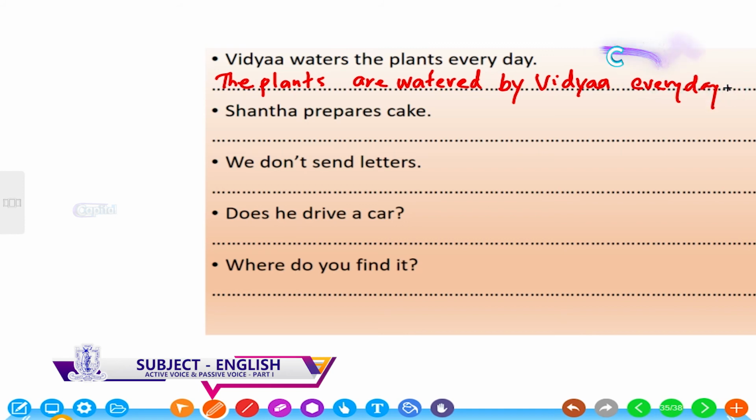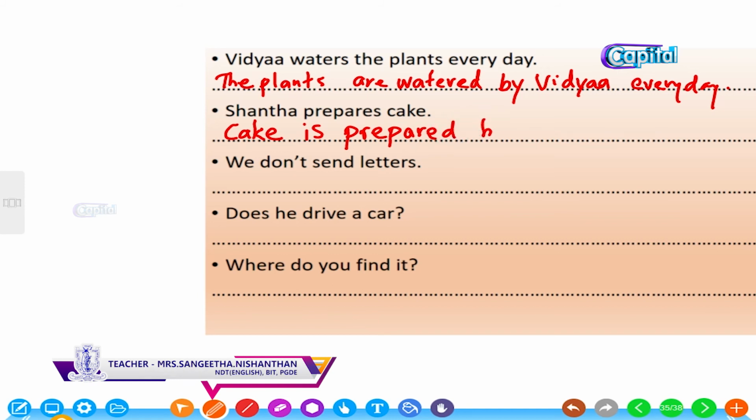The second one, Shanta prepares cake. Who? Shanta. What does she do? Prepare. What does she prepare? The cake. So, the object is cake. Singular and simple present tense. So, the be verb is cake is. Past participle of prepare is prepared by Shanta.